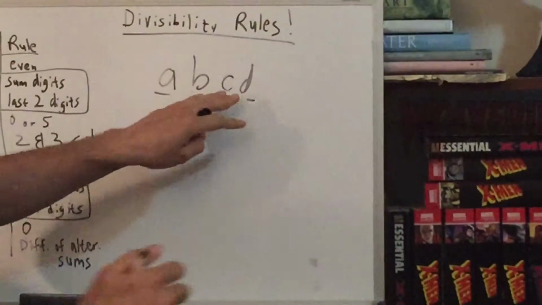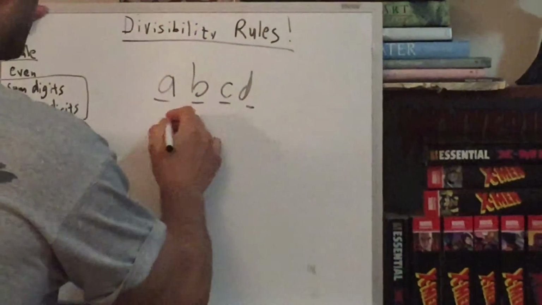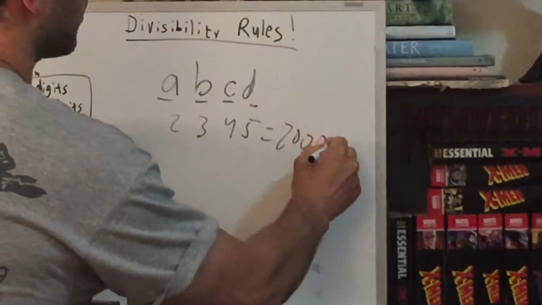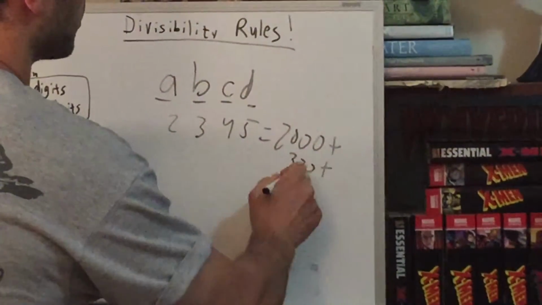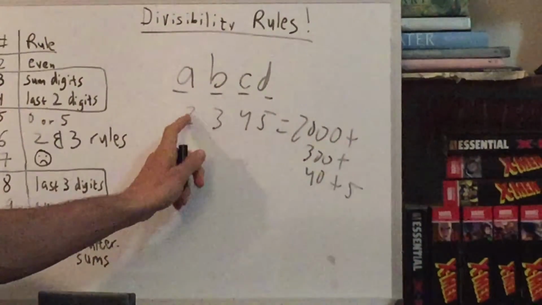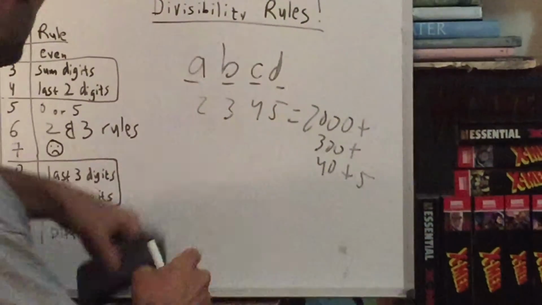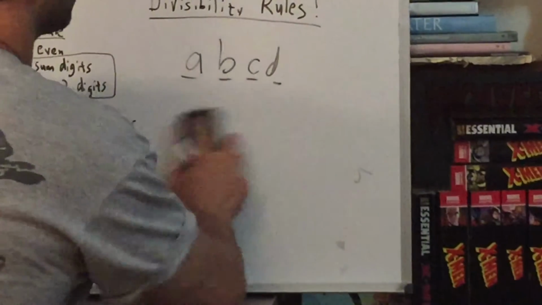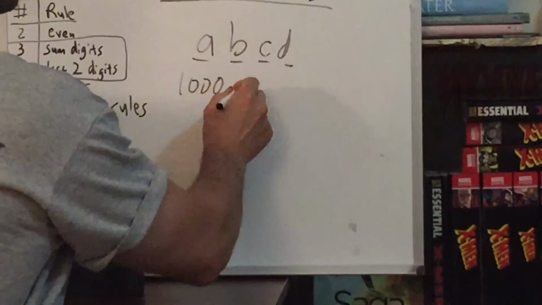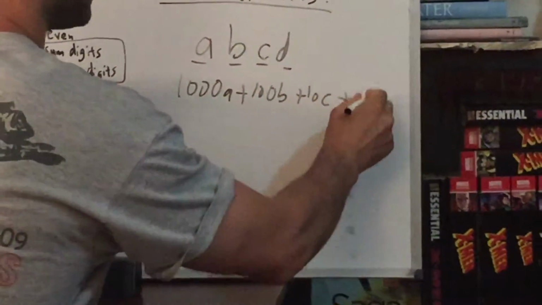Alright, so now our goal is to write this in expanded notation. Just to remind you guys, we would write this out as 2,000 plus 300 plus 40 plus 5. These are just the place values. So it's 2 times 1,000, 3 times 100, 4 times 10, 5 times 1. Let's do the same thing here. This number is really 1000A plus 100B plus 10C plus D.